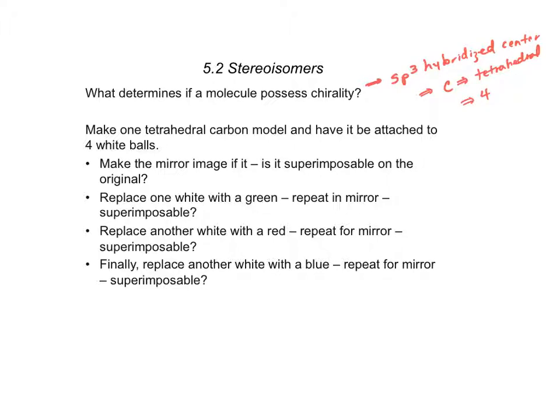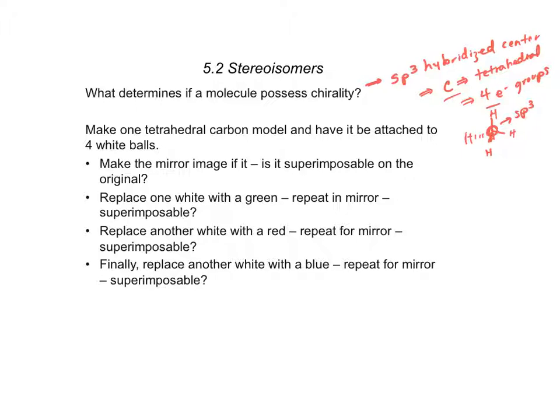I always like to say electron groups. Electron groups can be bonds, and they can also be lone pairs. But with respect to carbon with four electron groups, it's always carbon in the tetrahedral molecular geometry. Let's say this is carbon, and this is hydrogen. This is our sp3 hybridized carbon. So we're looking for four different things attached to that carbon.